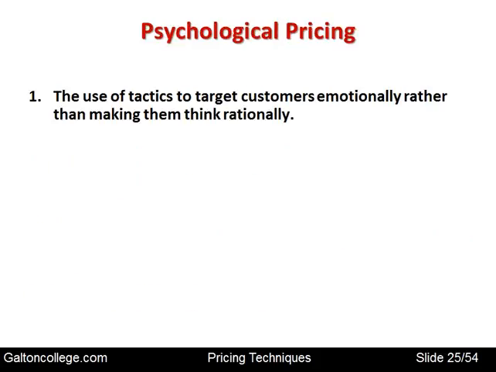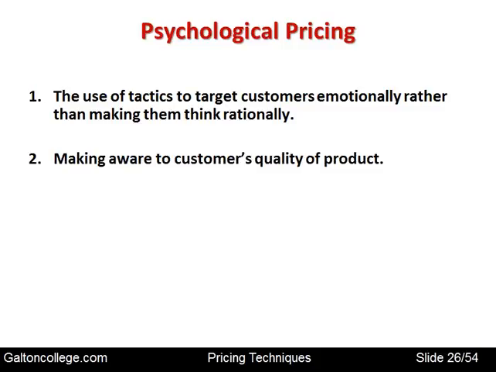Psychological pricing. The use of tactics to target customers emotionally rather than making them think rationally. So it's trying to get the customers to think emotionally, to act emotionally rather than rationally. Making customers aware of the quality of the product. It's trying to emphasize the quality of the product rather than the price. So it's skipping out the price. It's trying to play down the role of price and saying that this product is highly desirable. It's a high quality product.